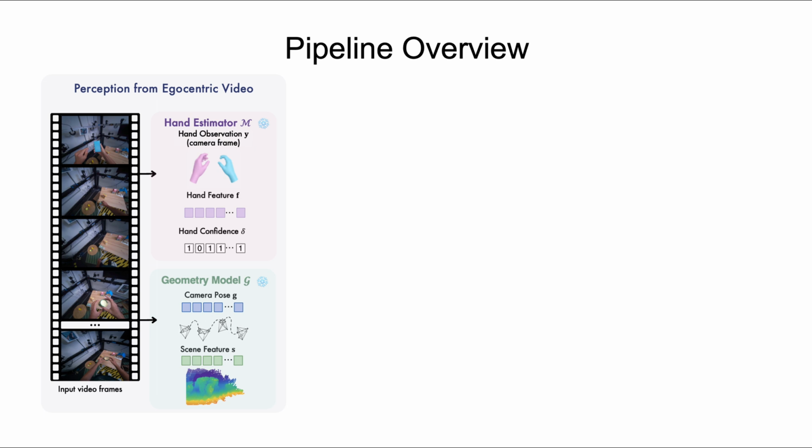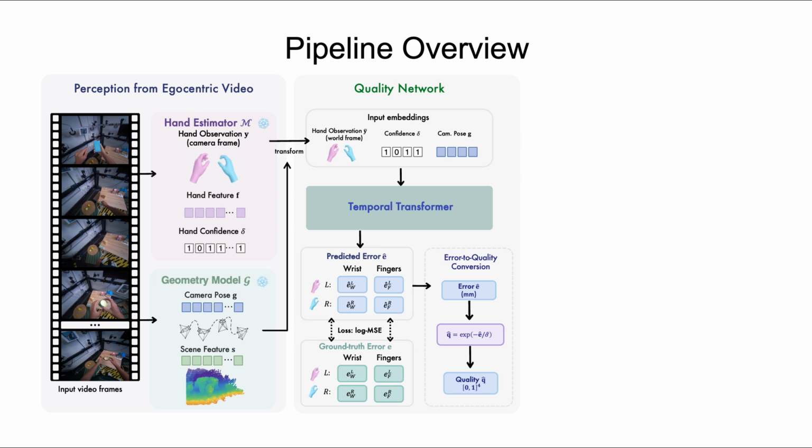We propose StableHand, a quality-aware flow matching framework for world-space 4D dual-hand motion. Given an egocentric video, two frozen off-the-shelf modules extract per-frame inputs. A hand pose estimator produces per-hand camera-frame mono observations, visual features, and hand confidence flags. A 3D geometry model produces per-frame camera poses and scene geometry tokens. The predicted camera pose then rigidly transforms the hand observations from the camera frame into the world frame.